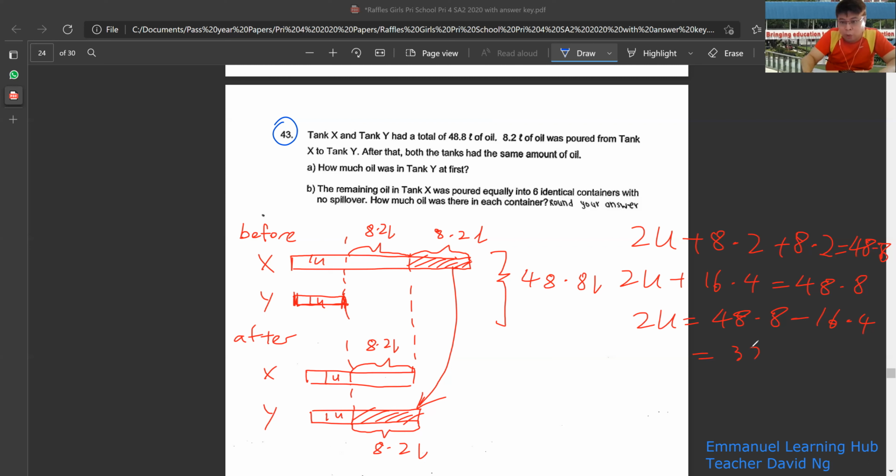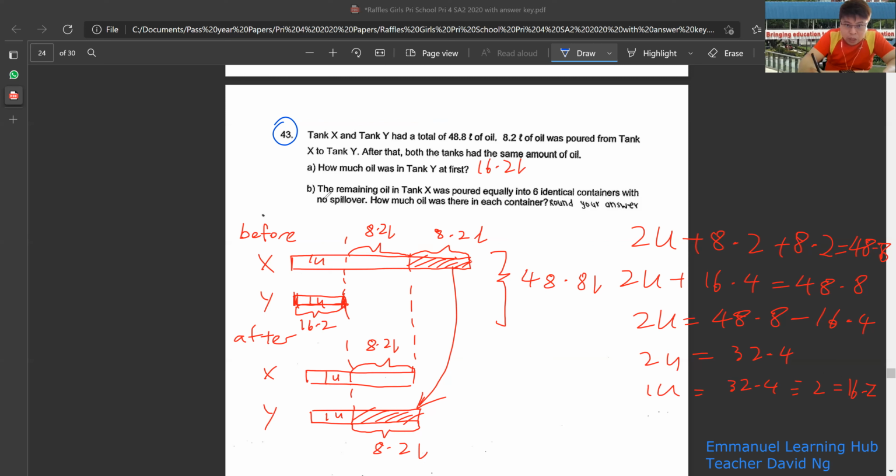2 unit is 32.4. So 1 unit is 32.4 divided by 2. That's equal to 16.2. Okay. So originally, tank Y has 16.2.